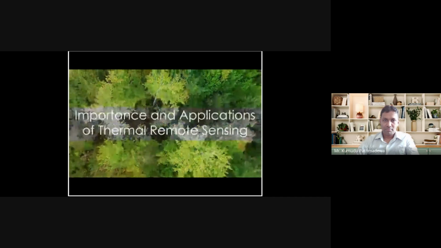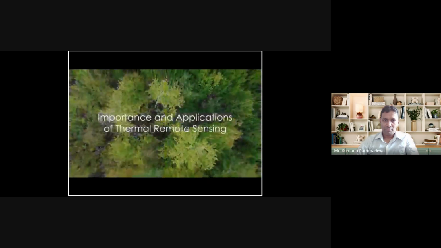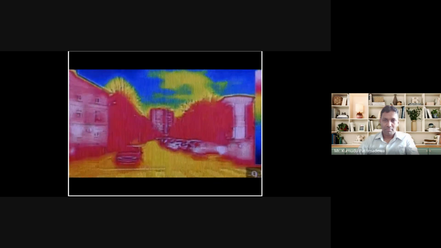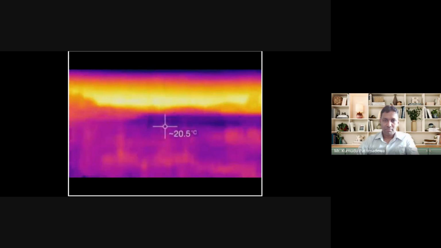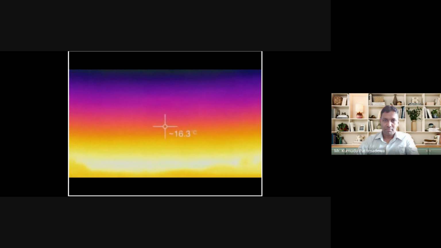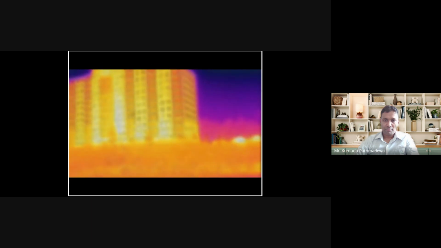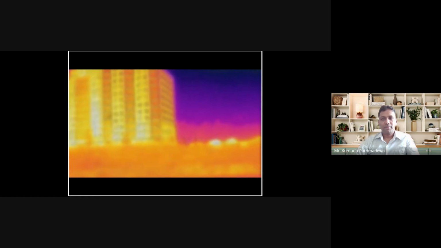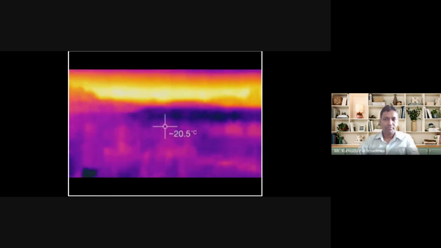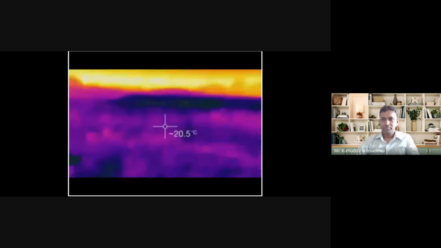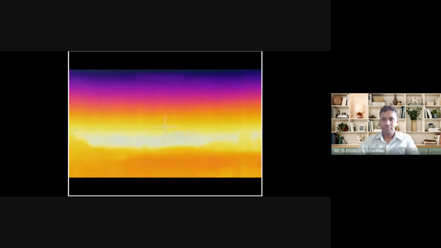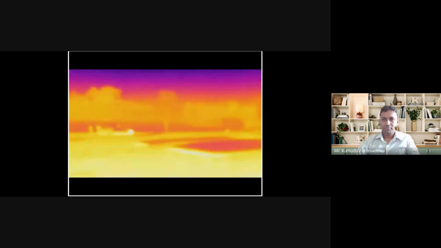Now you might be wondering, why is this important? Why should we care about thermal remote sensing? The answer lies in the diverse applications of this technique. From geothermal exploration, identifying geological units and structures, to studying urban heat islands and soil moisture, thermal remote sensing plays a crucial role. But that's not all.